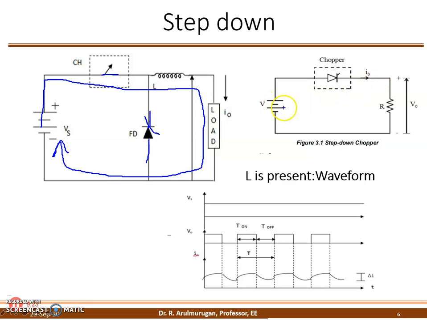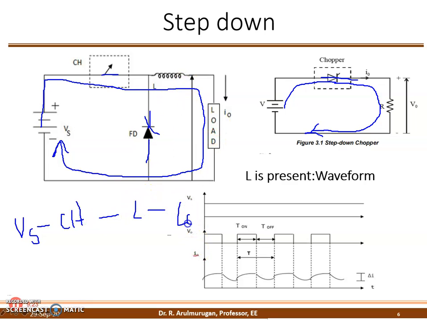So with no inductance, during mode 1, the power supply to the switch is closed, then the switch to the load. Yes, this is mode 1. All of you note down and write the path. Mode 1 is equal to source Vs, then Vs to the switch CH, then L to the load, then load to Vs minus. This is the mode 1 path.